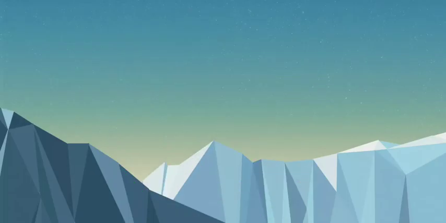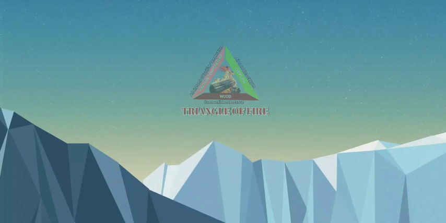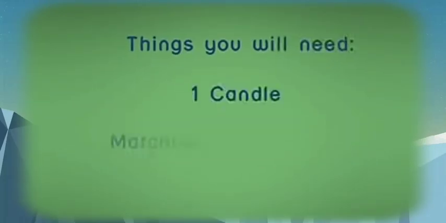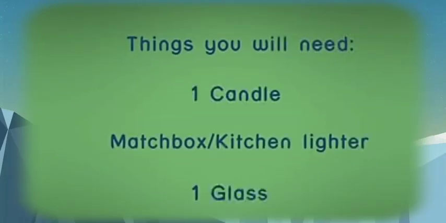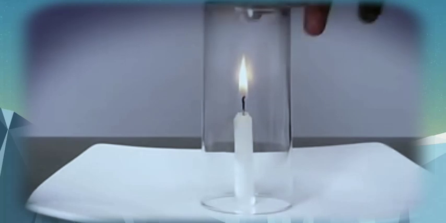Let's test whether we can burn anything or ignite fire without the triangle of fire. First, we are going to see whether combustion can take place without oxygen or not. Take a candle, matchsticks, a glass, and a plate. Light the candle and stand it on the plate. Now cover the candle with the glass. You can observe that the candle stops burning after some time. This happens because the oxygen present in the glass has been used by the candle during burning, and after that, there is no oxygen to continue burning.